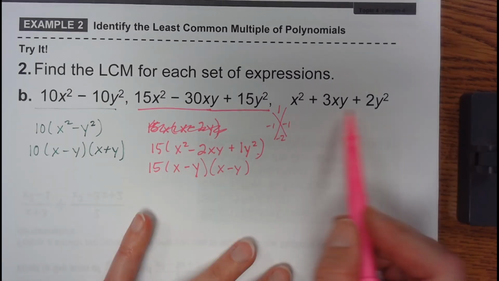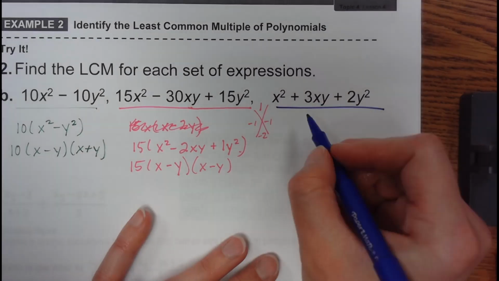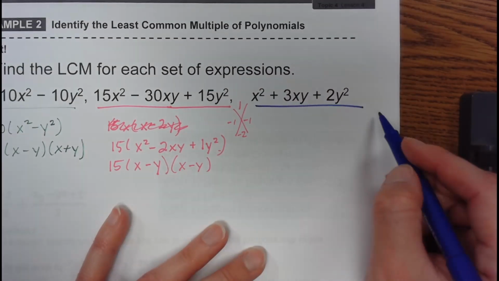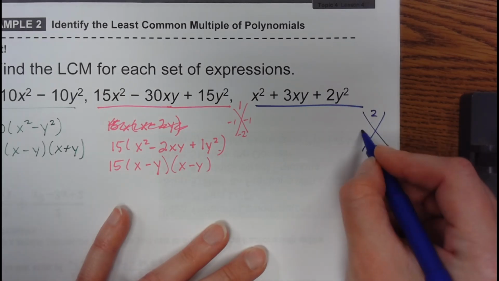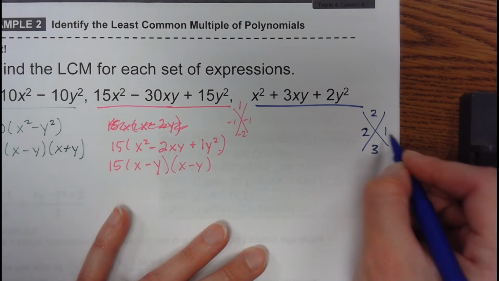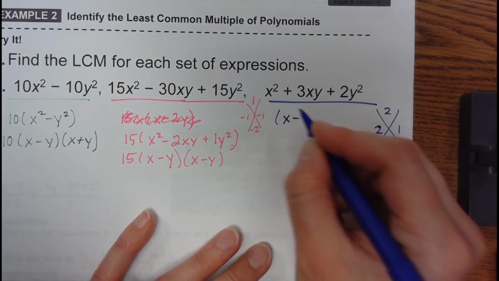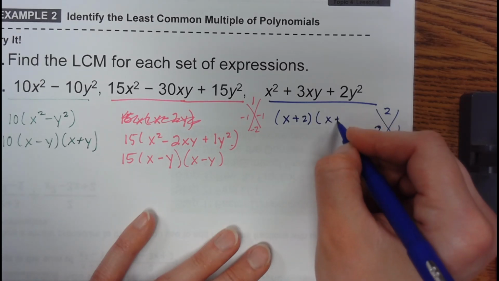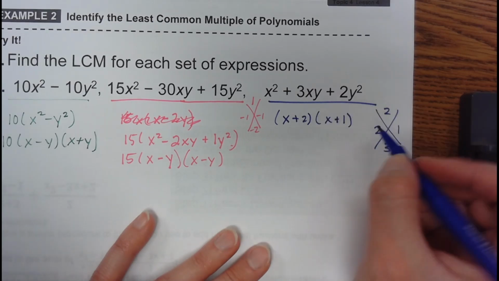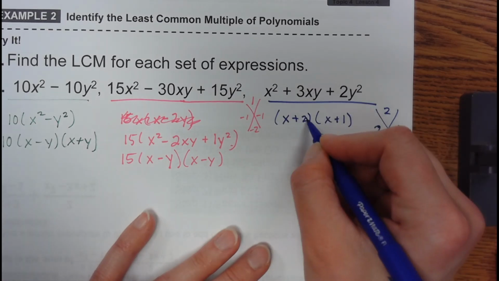This one then. If I factor out this, there's nothing in common, so we're going to go to this. We got 2 and 3, which would be a 2 and a 1. Similar to this one, we should have an x plus 2 and an x plus 1. Now, that's where these come in. But I notice I don't have the y, so that's why I'm going to bring in the y.